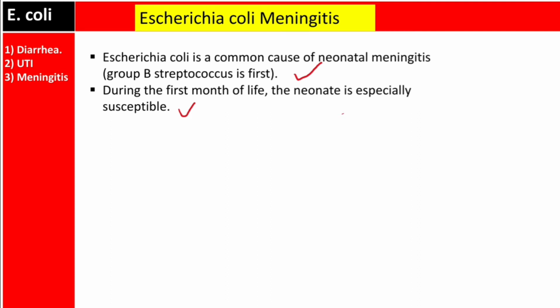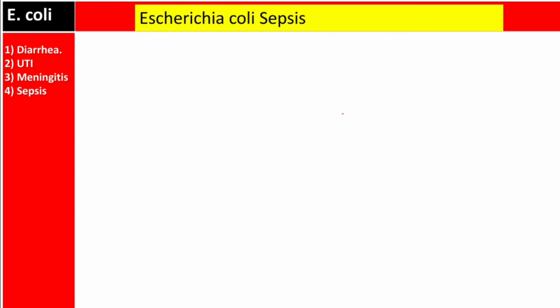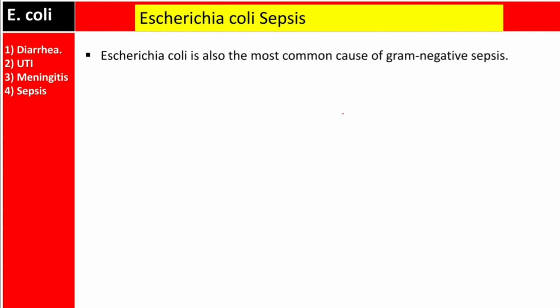The next disease is sepsis. E. coli is also the most common cause of gram-negative sepsis. This usually occurs in debilitated hospitalized patients.